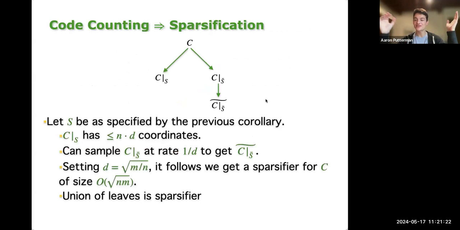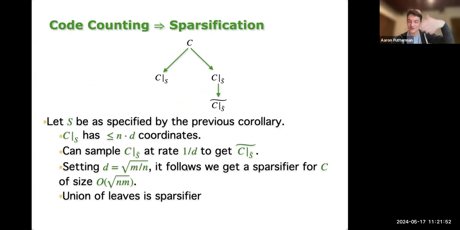And it turns out we can do exactly the same kind of recursive breakdown that we had before. We start with the code C. We break it into C restricted to S and C restricted to S bar. On C restricted to S bar, we can do this random sampling at rate roughly 1 over D, because this is the guarantee that we're getting from the lemma. If we balance parameters, all we have to do is set this parameter D to be like square root m over n, and it will follow that we can take the union and get a sparsifier for C.